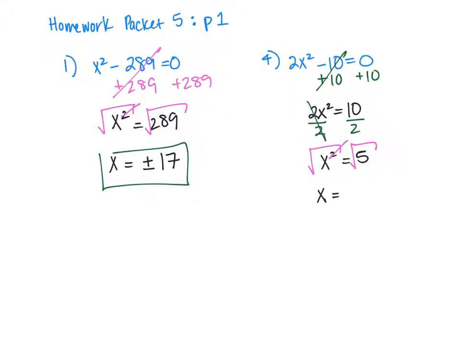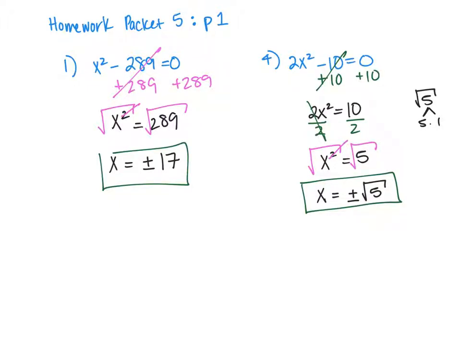And so the square root of 5 is not a perfect square. And also 5 is a prime number. It doesn't break down into anything. So because it's not a perfect square, I'm going to keep it under the root. And the square root of 5 is, well, positive and negative square root of 5. And that's it.